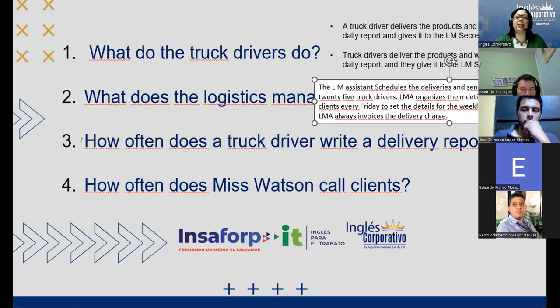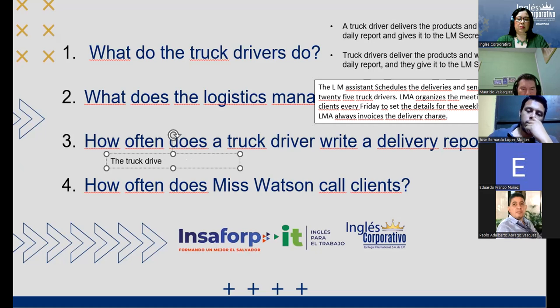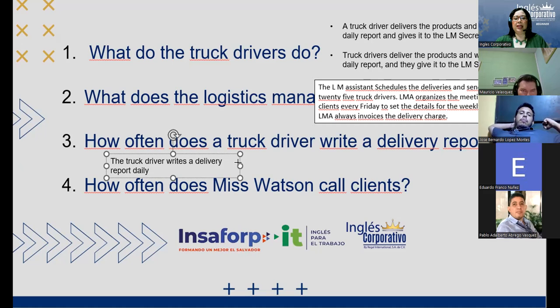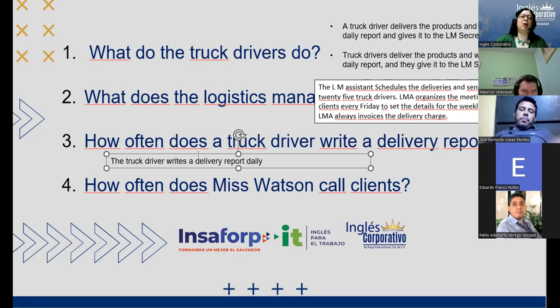Number three. Please, Pablo, read the question. How often does a truck driver write a delivery report? Okay, and what is the answer, guys? What is the answer? Daily, okay? Daily. Y siempre busquemos hacer una oración completa, a complete sentence to answer, to put in order our ideas.